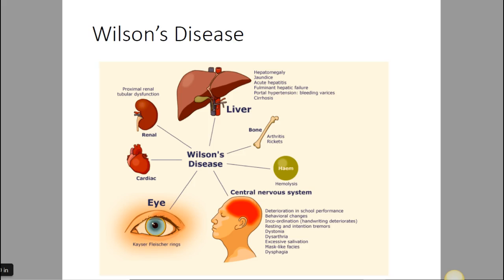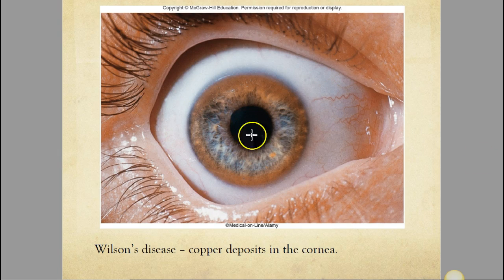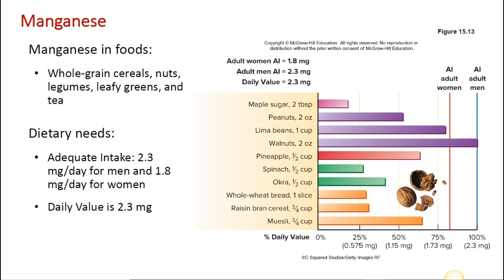We most often see it in people with Wilson's disease, which is a genetic disorder, and it leads to excess storage of copper. And you can see here some of the varied consequences of Wilson's disease. And one of them is this copper deposits in the cornea of the eye. So just some examples.